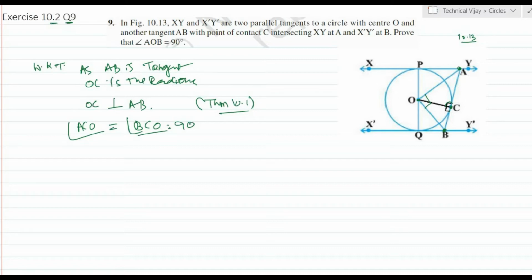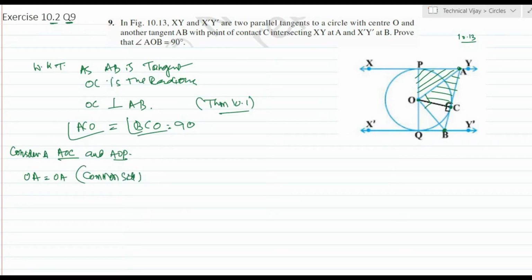From this we will consider triangle AOC and triangle AOP. In these two triangles we will establish some congruency so that we can find that these angles may be equal. First, OA is common to both triangles. OA is equal to OA, this is a common side.